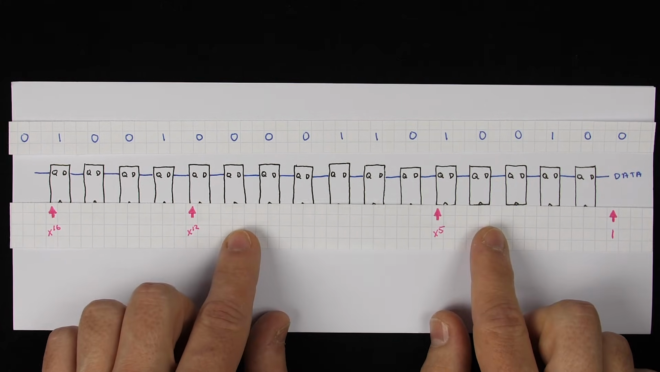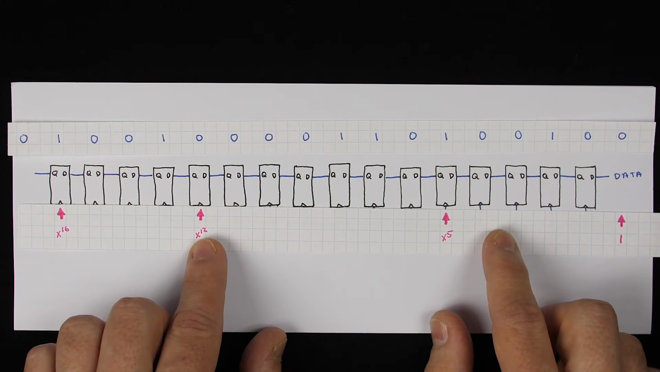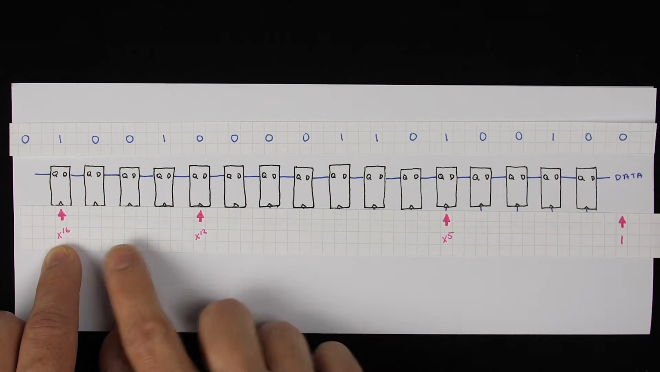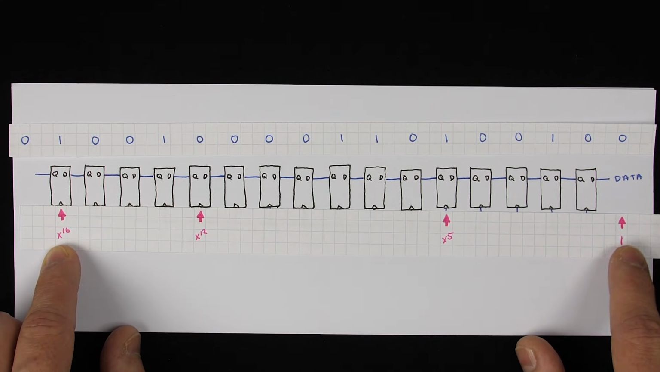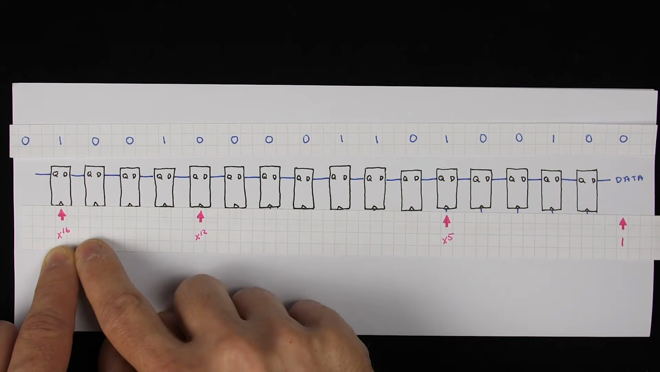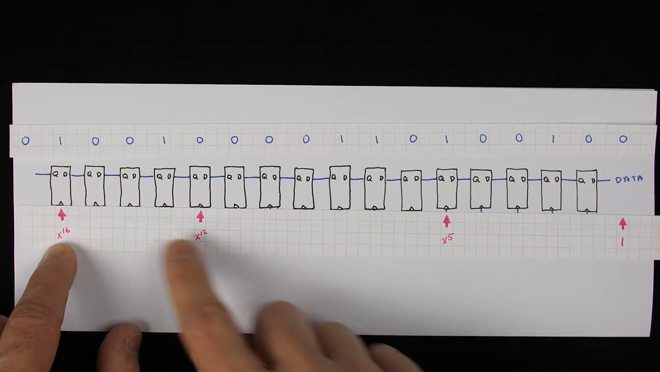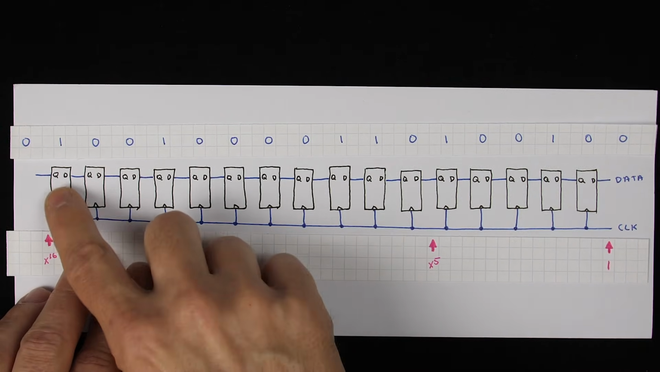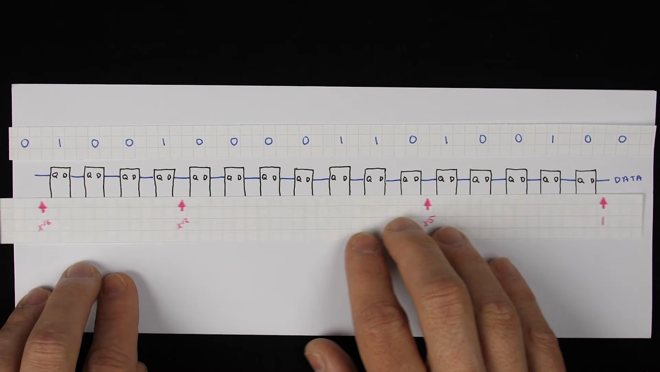Now the other thing you might have noticed is that our polynomial goes from x to the 16 down to 1, which is really x to the 0. So if you go from 0 to 16, that gives you 17 places. And we've only got 16 flip-flops, so this doesn't quite seem to line up.